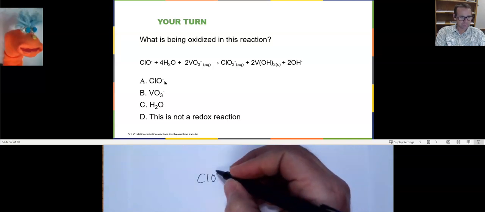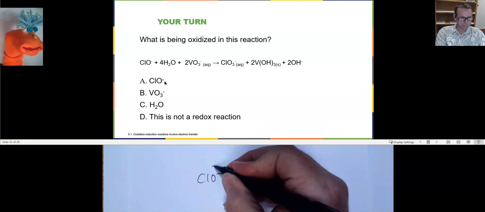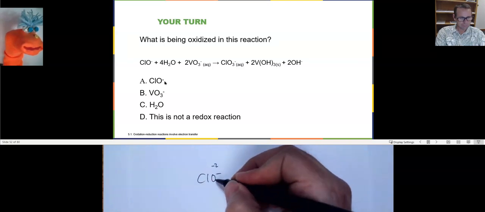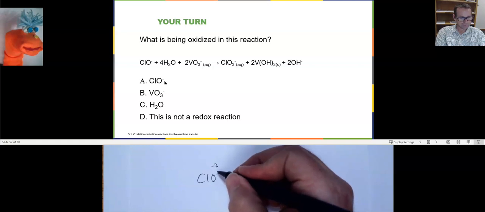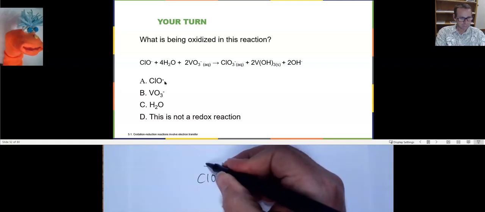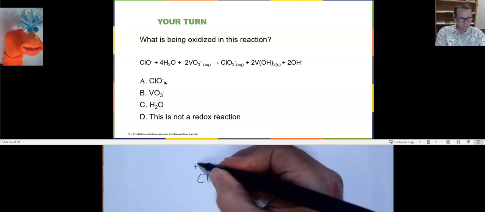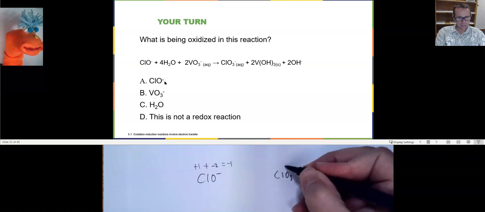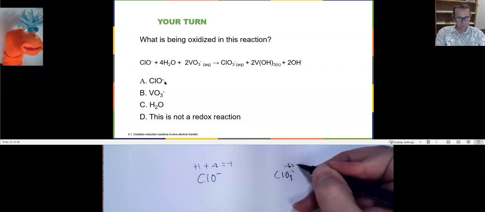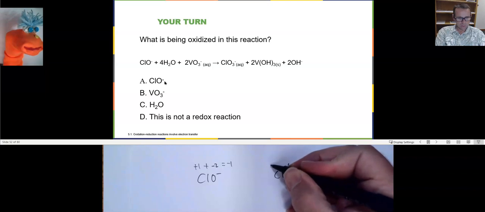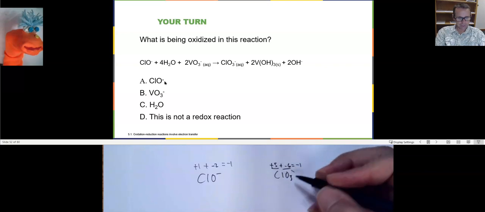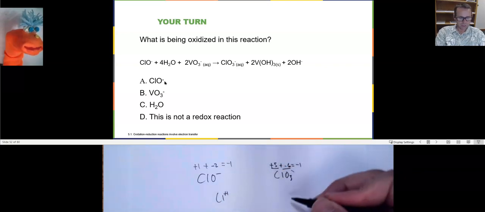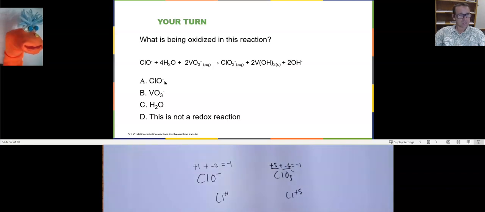It's a -2. It's a +1. Oxygen is a -2. Total of a -1 is what we're going to get here. So this is a +1, and the ClO3-, -6, -1, the chlorine atom here is a +5. So it went from Cl at +1 to Cl at +5. So that is what's being oxidized in this process.